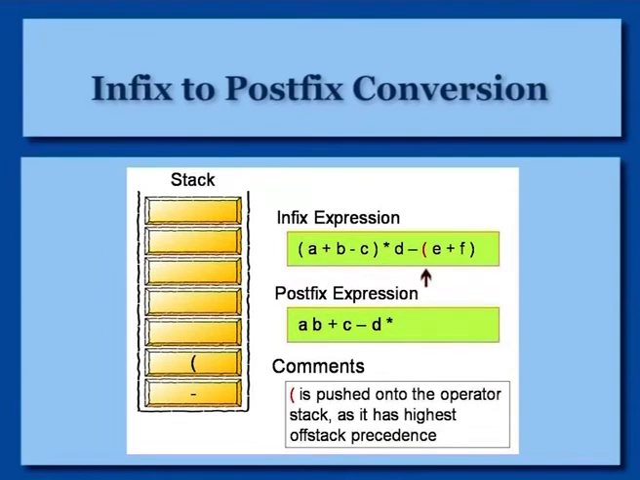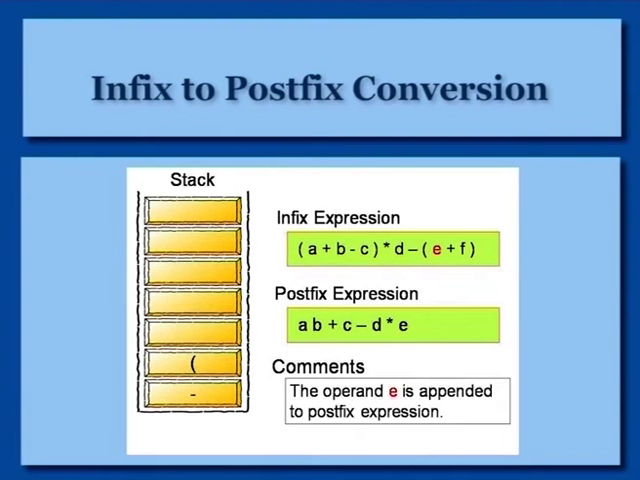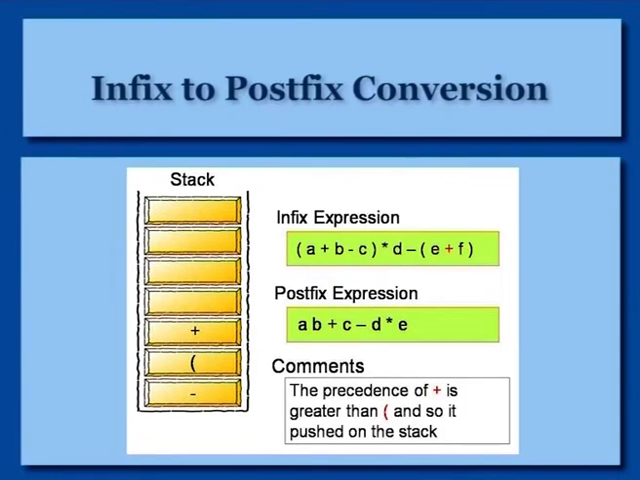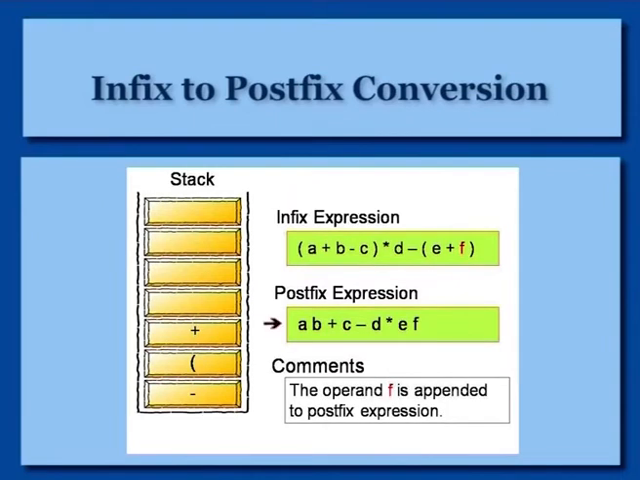The next character, opening bracket, is pushed onto the operator stack as it has the highest off-stack precedence. The operand e is next appended to the postfix expression. The next character is the addition operator. The character at the top is an opening bracket, and as the precedence of the addition operator is greater than the opening bracket, it is pushed onto the stack. The operand f is appended to the postfix expression.